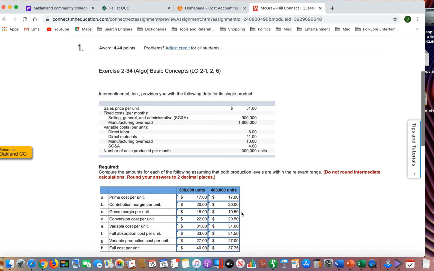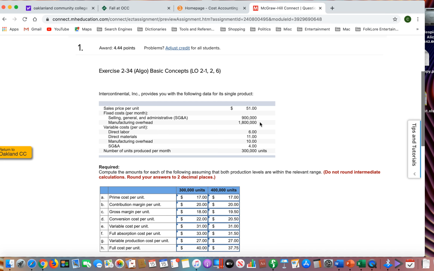And if you take this, just to show you why there's a 1950 here instead of 18. We said the gross margin, the cost of goods sold was $33. Well, yeah, the fixed is there, but the fixed is over what? 400,000 units. In fact, let's work that out. I don't know how to work it out without showing you.